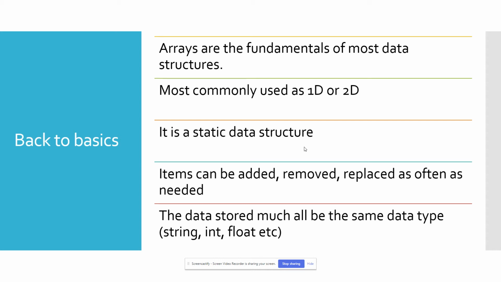Another important point is that with arrays, the data stored must all be the same data type. Must all be the same data type, so string, integer, float, etc. Whereas with a list, you'll remember that you can actually put any data type in at the same time.